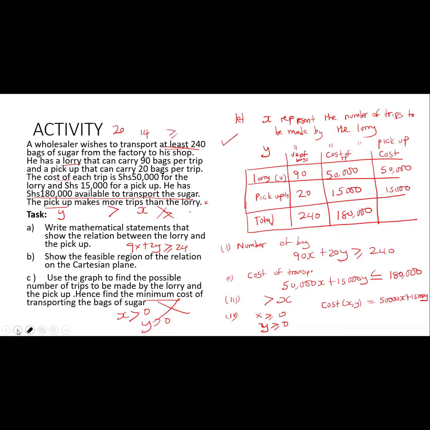Okay, now we go to the next one. They're asking you, show the feasible region of the relation on the Cartesian plane. What am I going to do? I'm going to come to my Cartesian plane. Before I go to the Cartesian plane, we must plot the points. So how are we going to do it? For each of the inequalities you have extracted, please go on and plot.